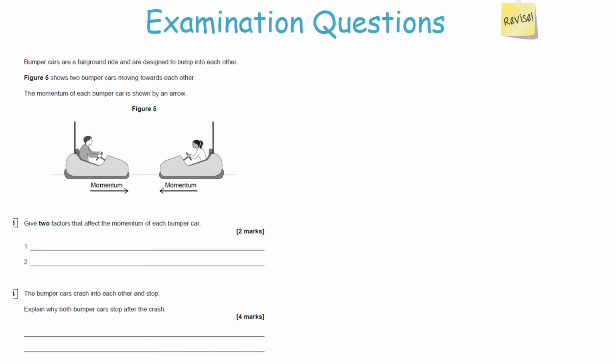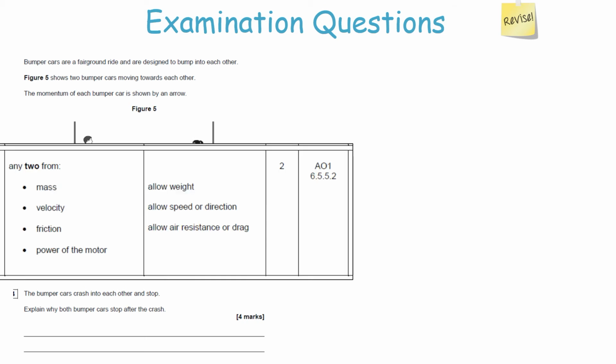Right, so let's think of factors that can affect momentum. Now, the ideal answer is thinking about the factors in the equation. So we know momentum is equal to mass times velocity. So the mass of the car and the velocity of the car are valid answers. But you can also think about this particular situation. Well, the friction that the bumper cars generate will affect the momentum because that affects the velocity. And so does the power of the motor, because the more powerful the motor, the faster the bumper car can travel, so the higher the velocity.